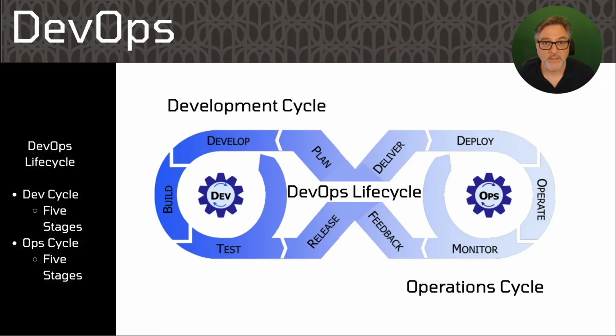So DevOps, as you can see here, we have a diagram that describes the development cycle, a feedback loop here, and an operations cycle with its own feedback loop, and they're connected. Across each of the two stages of DevOps, you have 5 individual stages within each cycle. We'll start with the planning phase.